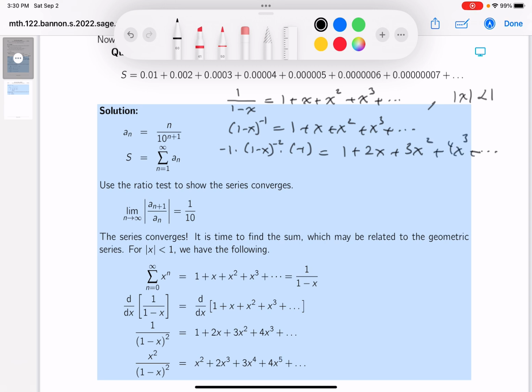Well, I get the idea. There's a pattern there. So I am seeing the numbers I want: 1, 2, 3, 4, and so forth. I'm going to simplify a tiny little bit. And this would be 1 over 1 minus x squared, and that's going to be equal to 1 plus 2x plus 3x squared plus 4x cubed.